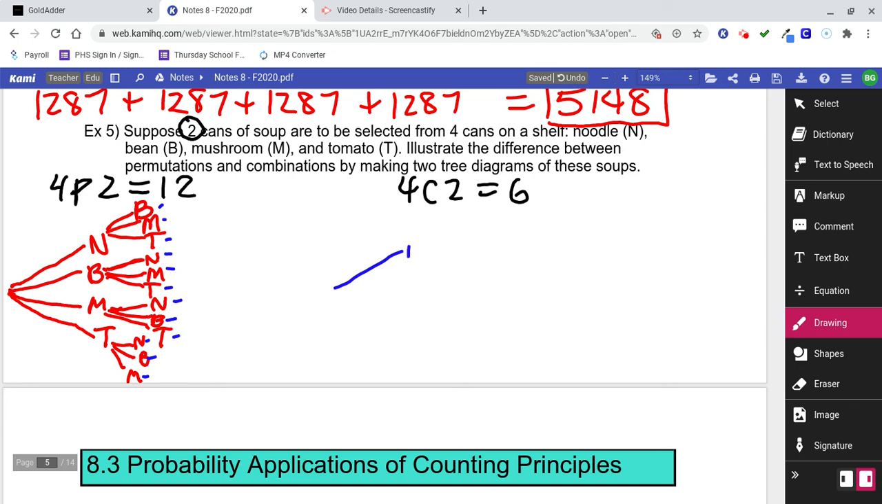Now let's think about if order does not matter. You'd still have your first choices the same: noodle, bean, mushroom, and tomato, but this one's going to be a little bit different. Your first can was noodle, then your second choice would be bean, mushroom, or tomato. But then after that, if your first choice was bean, you wouldn't do the noodle branch because bean noodle is the same thing as noodle bean. If order doesn't matter, then bean first, noodle second is the same thing as noodle first, bean second. So I'm not going to do bean noodle. I'll just go straight to bean mushroom or bean tomato.